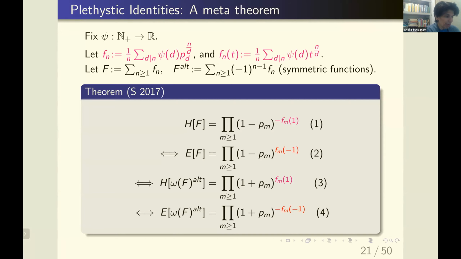I'm looking at a symmetric function F_n that looks like this, right? 1 over n, the sum over d dividing n, power sum p_d to the n over d, and there's a coefficient of psi of d. So what we've seen so far is the function psi being either the Möbius function or the Euler phi function. But it can be anything, any real valued function on the integers. So this gives you some virtual character of Sn. It actually gives you a virtual character of Sn that's induced from the long cycle.